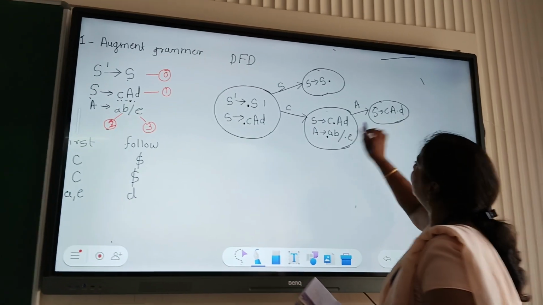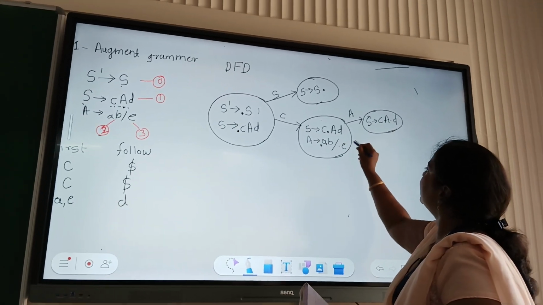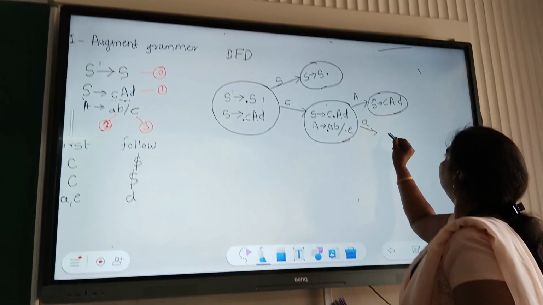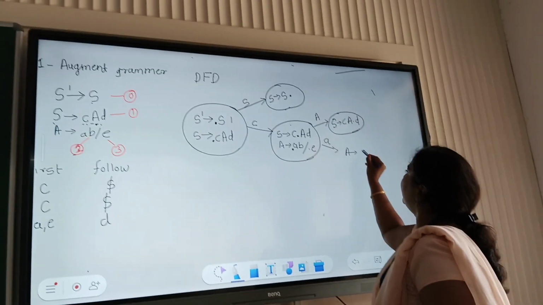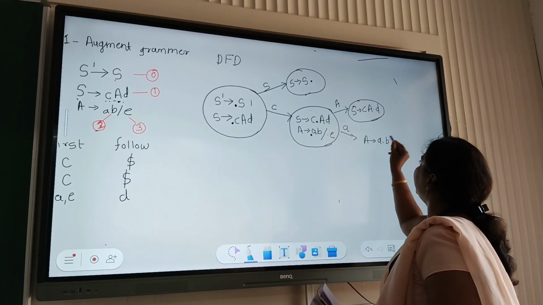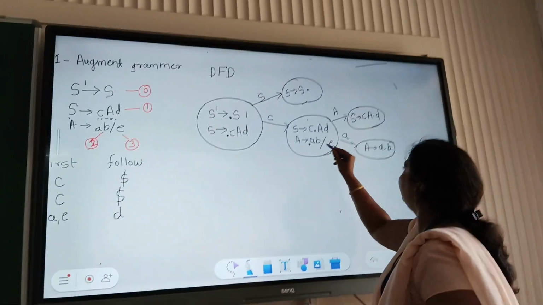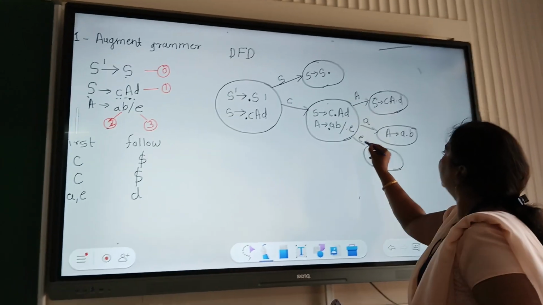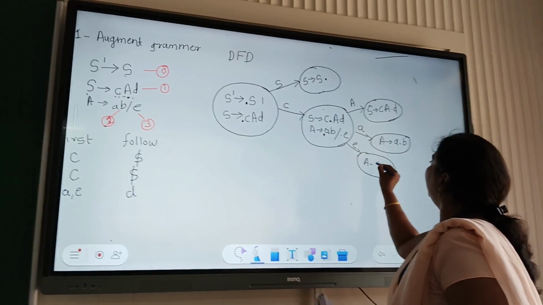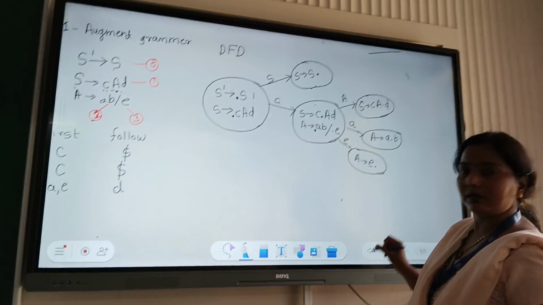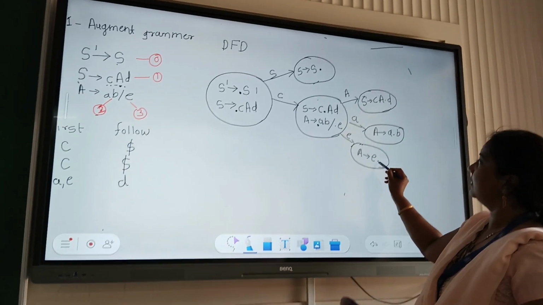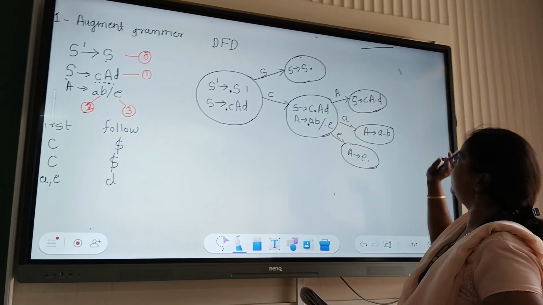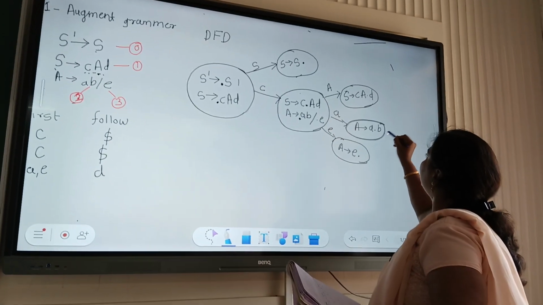If it crosses, this will appear. If this dot wants to go here, it has to cross small a. Then A equals to A dot B. E cross. Then A equals to E dot. Now remember, this dot is at the last position. Then don't create the DFT from this.